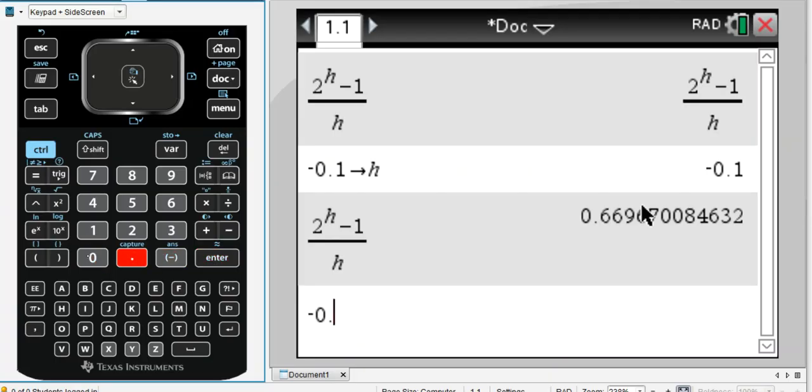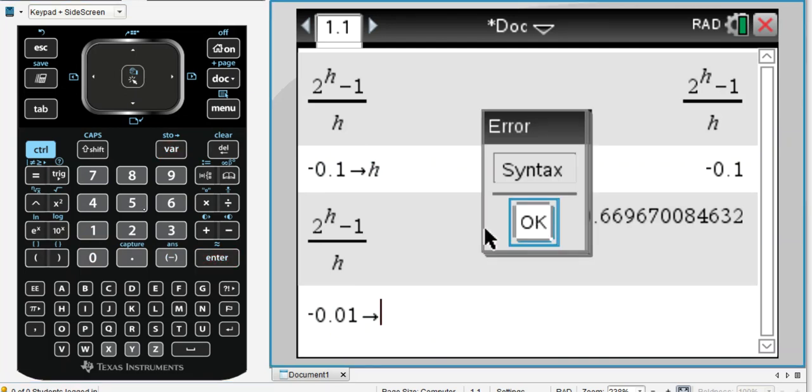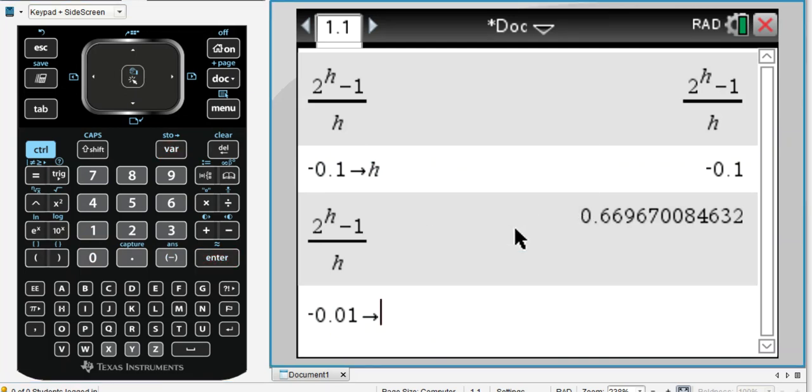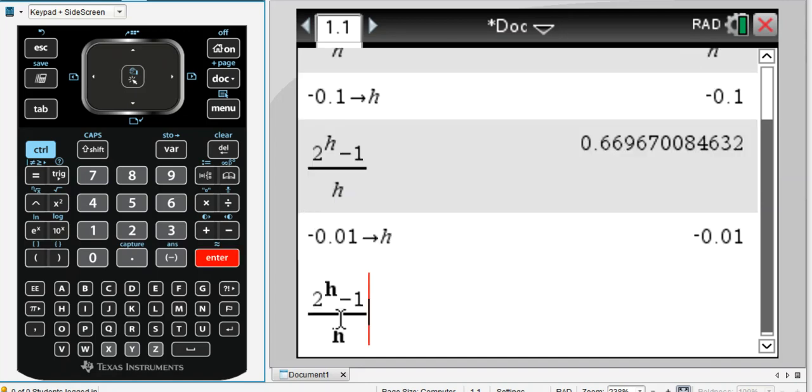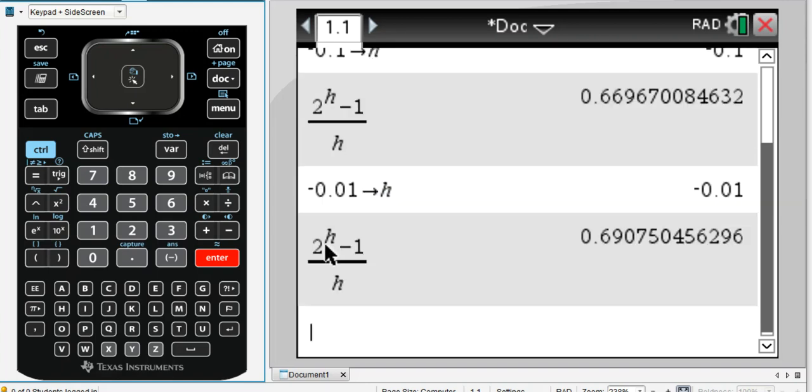I'm going to do the same thing for 0.01. So negative 0.01 is going to get stored in place of h. And now I'm going to repeat the prior calculation. Remember, we just press the up arrow until this is highlighted. When it's highlighted, you tap enter and it copies it down. This time when it executes the command, h is going to be worth negative 0.01. And now we get a value of 0.6908.